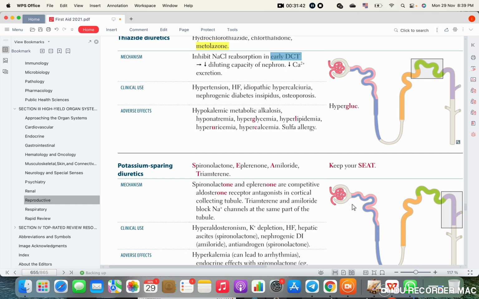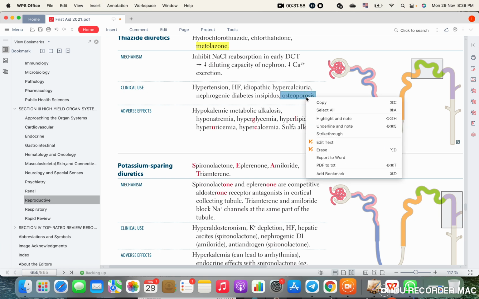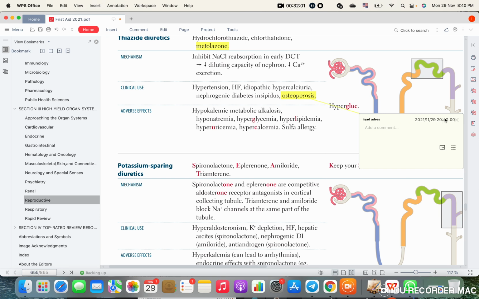It's written that there is less calcium excretion, which leads the patient to have hypercalcemia. This can be used therapeutically. Why? Look at the clinical use. One of them is osteoporosis. So we can use it in osteoporosis because it leads to hypercalcemia and it prevents the excretion of calcium outside of the body. If you prevent the excretion of calcium outside of the body, you will have more mineralization of the bone inside of the body, which basically can prevent osteoporosis.